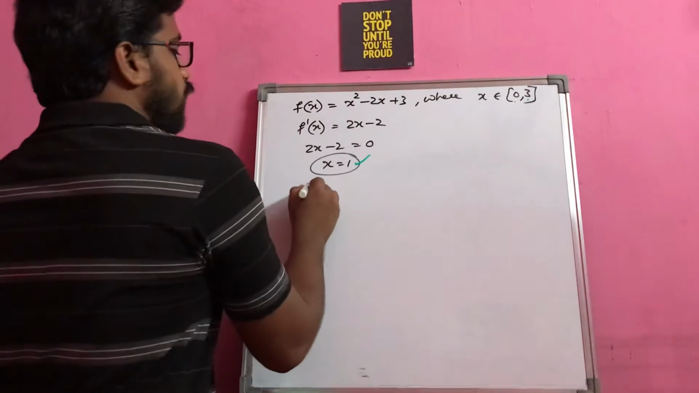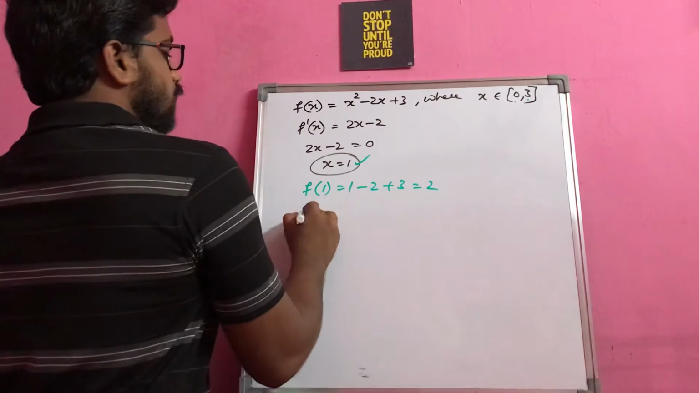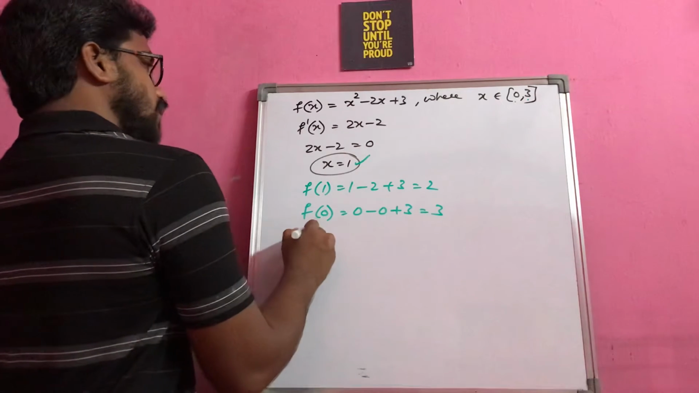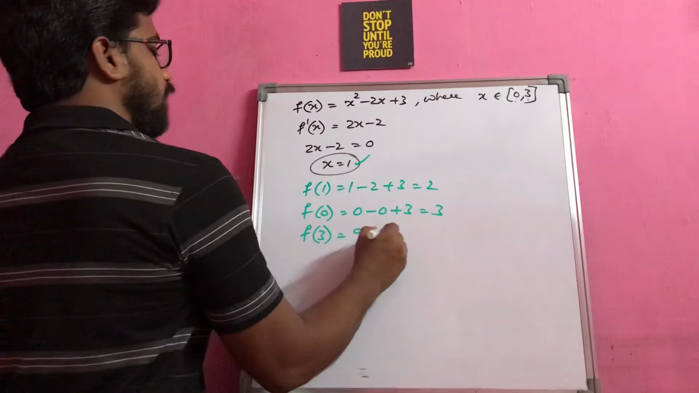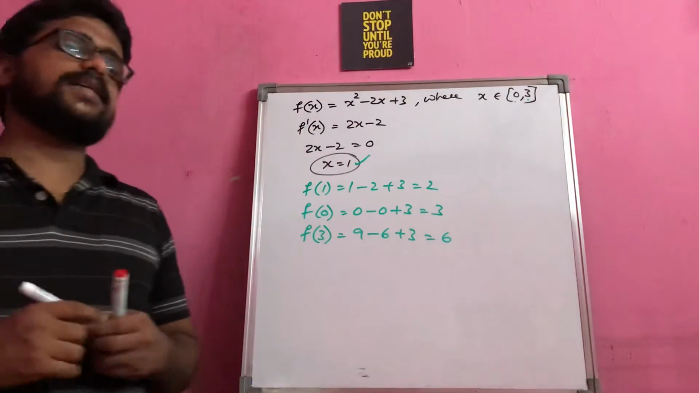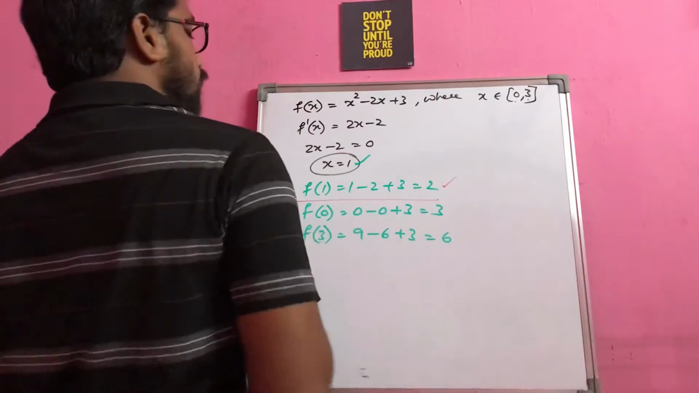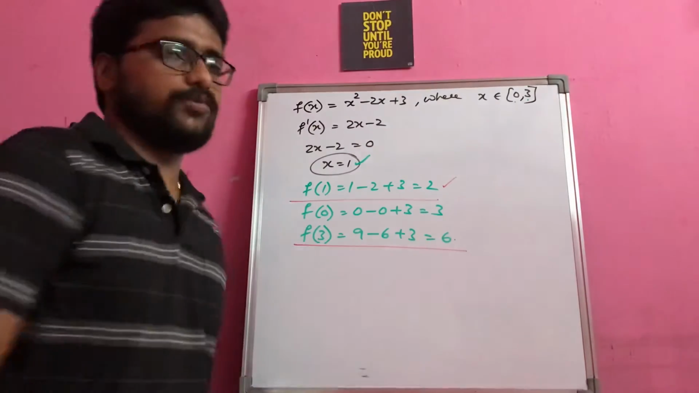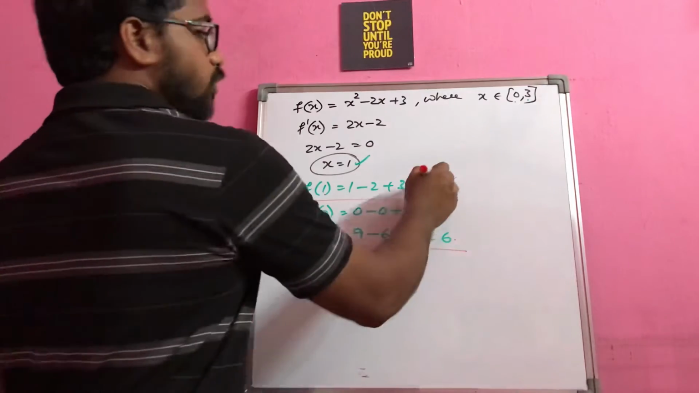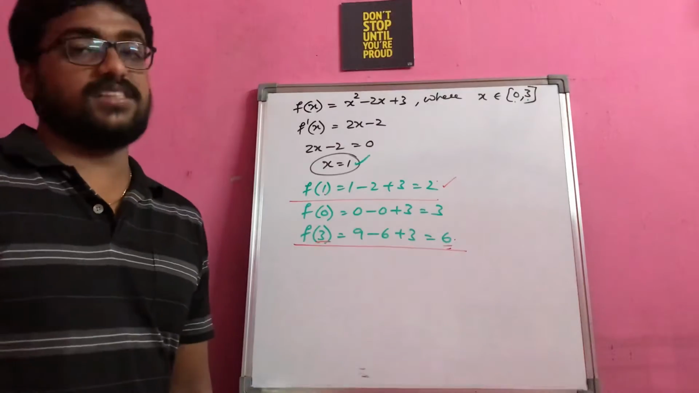If I substitute f of 1, I get 1 minus 2 plus 3, that is 2. If I substitute 0, I get 0 minus 0 plus 3 equal to 3. If I substitute 3, I get 9 minus 6 plus 3, that is 6. So by seeing this, I can say that at 1 I get the minimum value, and that minimum value is 2. At 3 I get the maximum value, and that maximum value is 6 here.